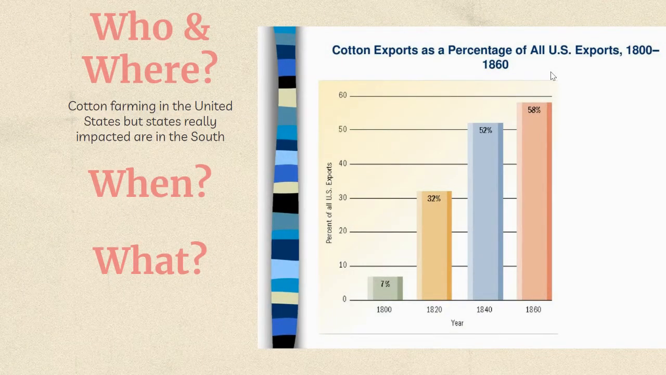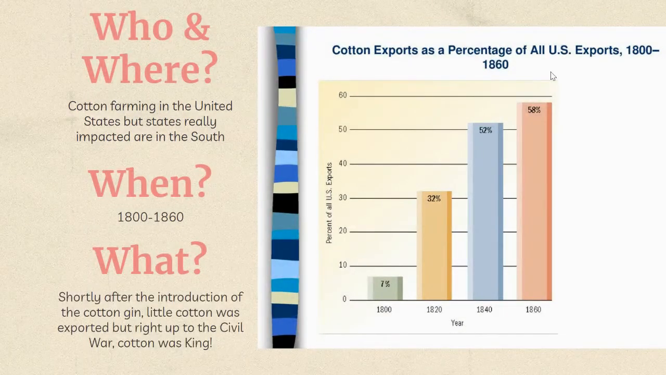When is this happening? Well, it's over a period of time. You probably noticed that pretty quick, 1800 to 1860. You see it in the graph there, at the bottom of the graph, on the x-axis, 1800, 1820, 40, and 1860. And then what is this telling us?